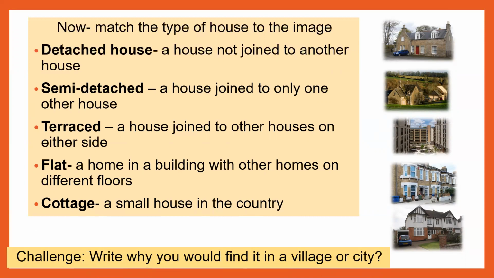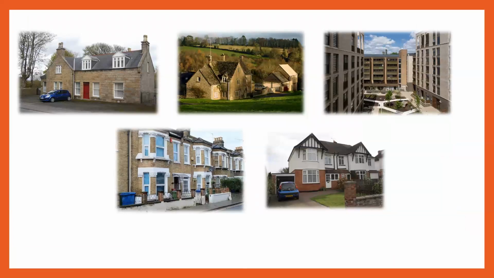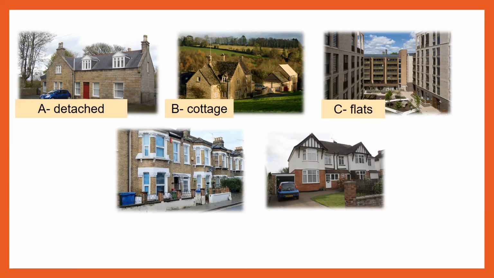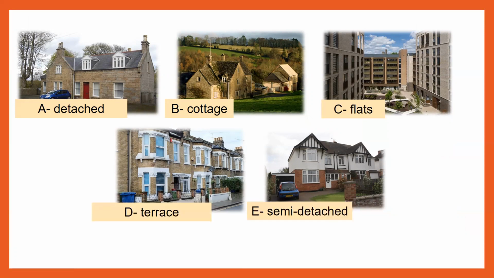So again, you might think about this challenge question, why would you find it in a village or in a city? Okay, so we've talked about why we might find it in a village or a city, especially particular houses like detached and cottages. So if we were to look at, again, these types of houses, just to remind us what they are. The first one is a good example of a detached house. The second one is a cottage. The third is flats. The fourth is a terrace, and the fifth one is a semi-detached.